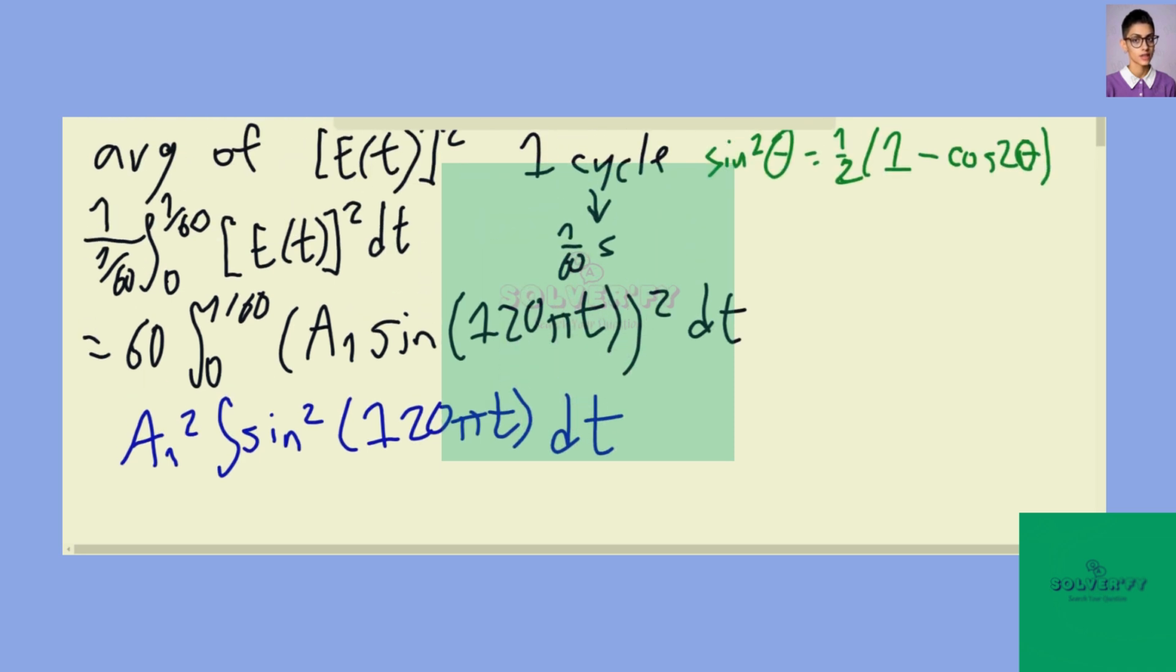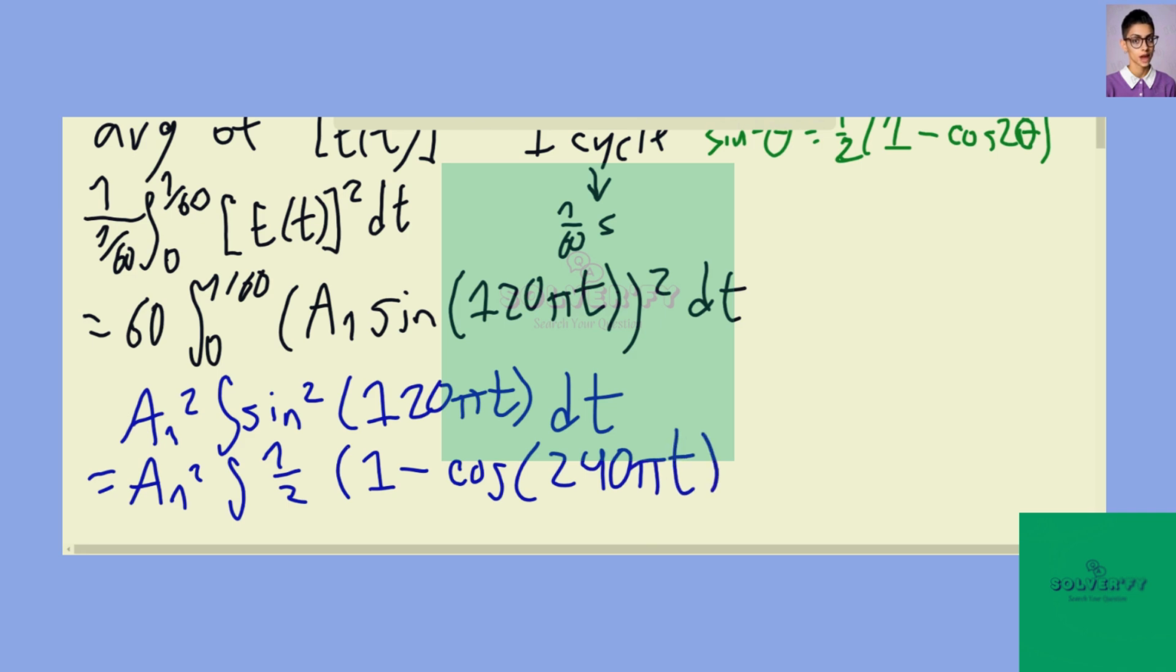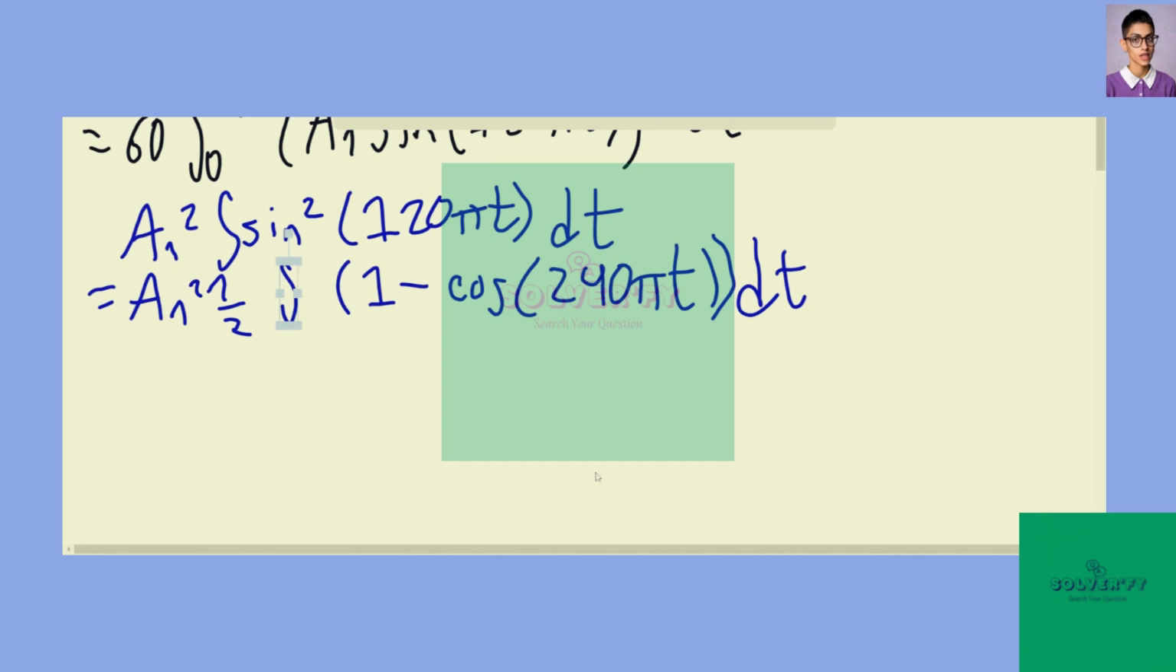We would replace that with half of 1 minus cos 2 times 120 pi t. That would be 240 pi t. Now we're going to evaluate that, and as usual, again, you can take out a constant multiple like that. So we're going to do that, and now we're going to be evaluating that integral there.